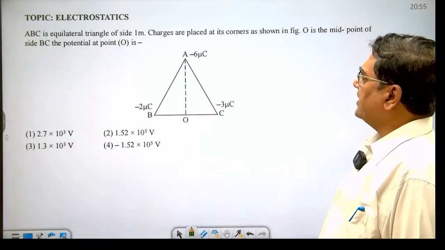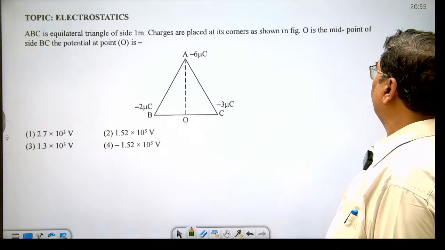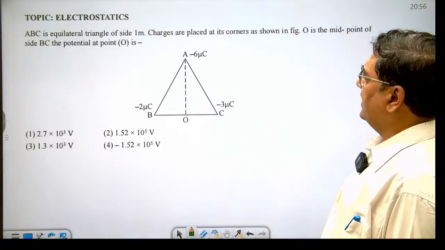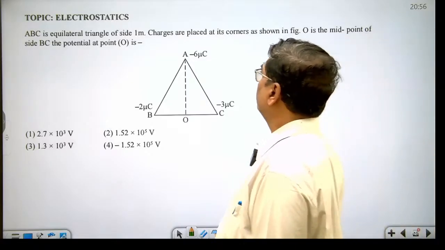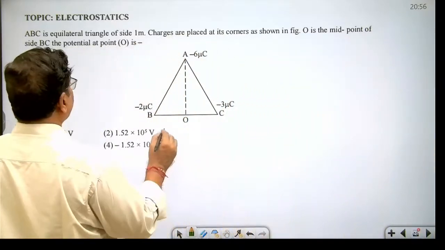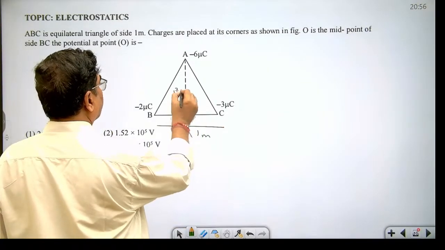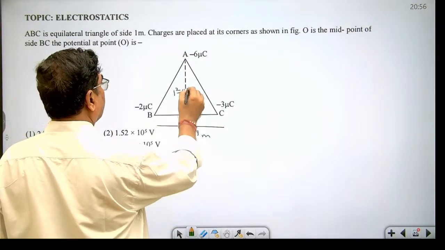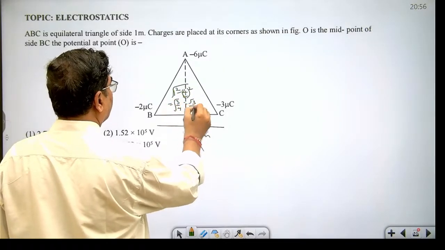ABC is equilateral triangle of side 1 meter. Charges are placed at its corners as shown in figure. O is the midpoint of side BC. The potential at point O is. See, it is an equilateral triangle, side length is 1 meter. So this is how much? 1 square minus 1 upon 2 square. This is equal to 1 minus 1 upon 4, 3 by 4. Means under root 3 by 2.